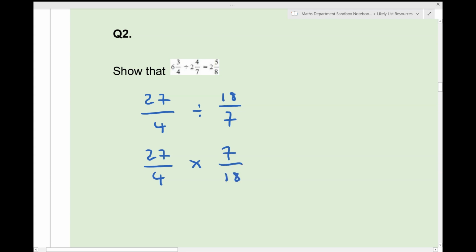Now look for cancelling. Nothing in the 4 and the 7. 3s, 9s go in, don't they? 18 and 27. So 9 goes twice and 9 goes 3 times. Top times top, 3 7s are 21. Bottom times bottom, 4 2s are 8. 21 over 8, that's 2. 8 goes in twice, doesn't it? Remainder 5. 2 and 5/8. And yes, that's what I was asked to do.